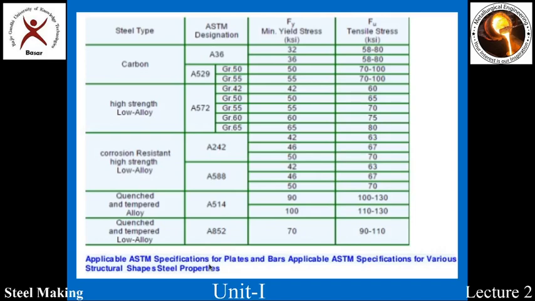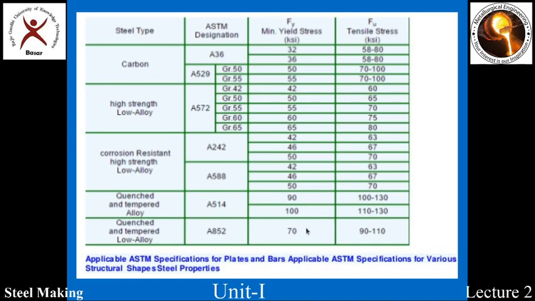There are a variety of ASTM designations available, starting from the types of steels: carbon steel, high strength low alloy steel, corrosion resistant steel, quenching and tempering steels, quenching and tempering with low alloying element steels. There are various designations shown here. A36 carbon steel has a yield strength around 32 and ultimate tensile strength varies from 58 to 80 percent. Going up to quenched and tempered low alloy steels, the designation is A852.